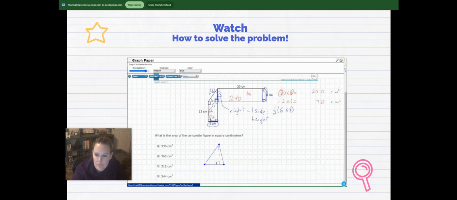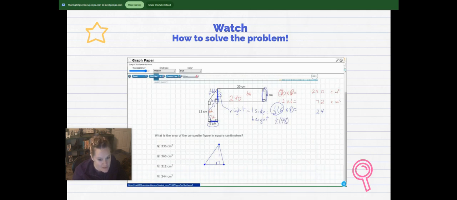Right? So how do we want to do that? Well, you can either multiply 1/2 times 6 to begin with, and say that's 3 times 8, which is 24. Many different ways to do that, right? Or you can do 6 times 8 is 48. Half of 48 is 24.